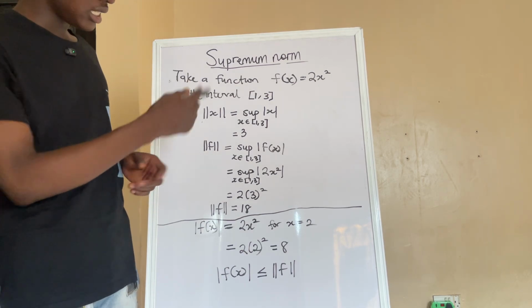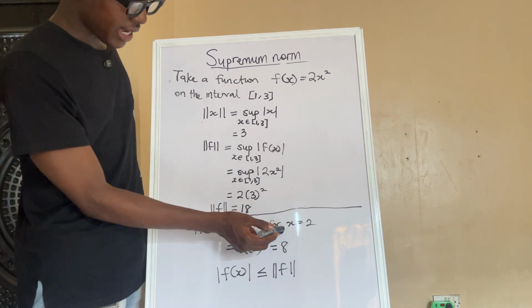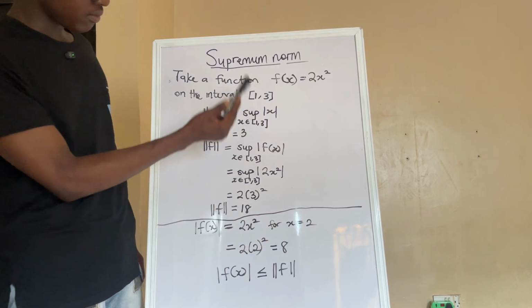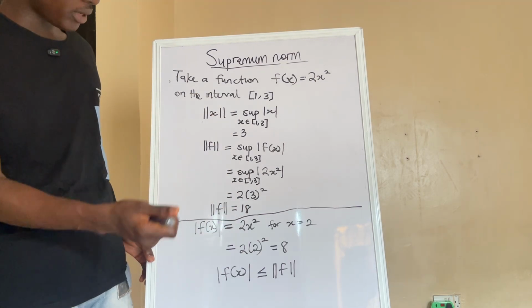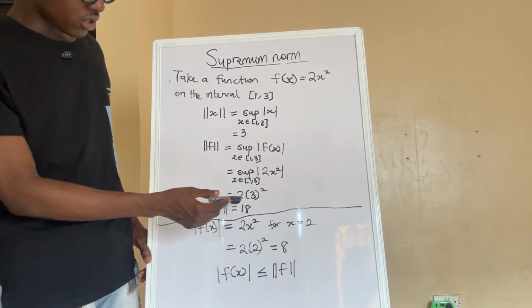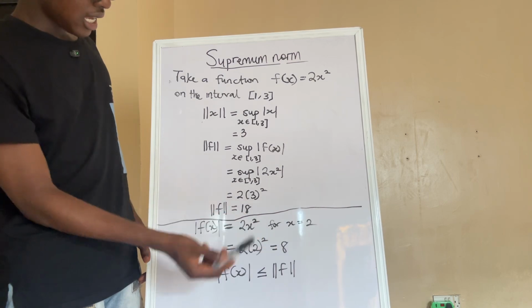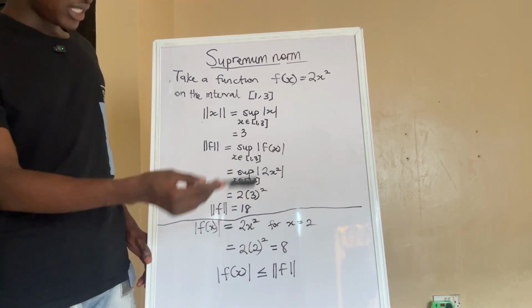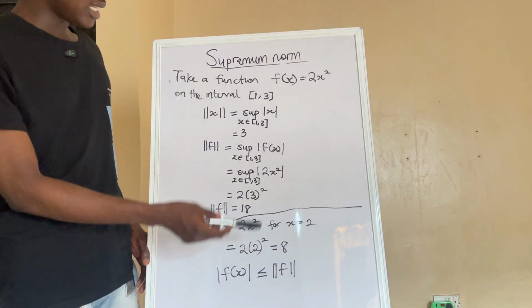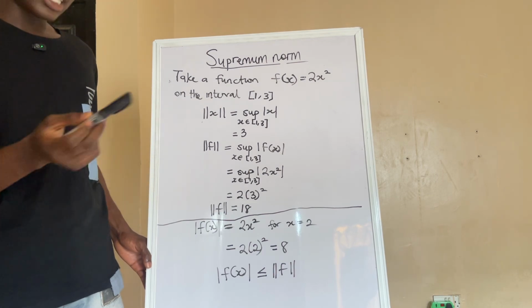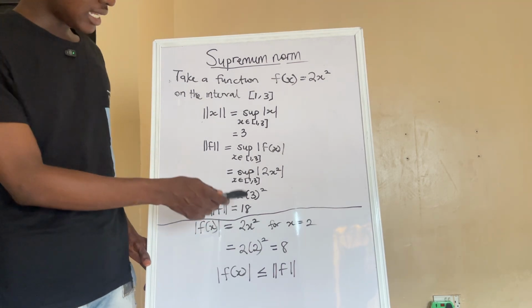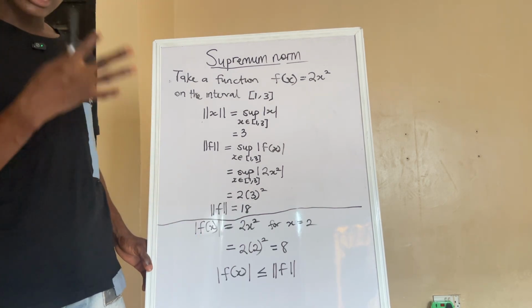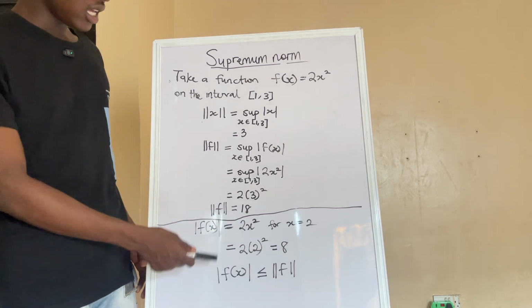For example, in this interval, I've picked my x to be 2. Since my interval is between 1 and 3, 2 is within that interval. The answer I got when putting x to be 2 is 8, and 8 is less than 18. If I pick x to be 2.5, I get an answer less than 18. If I pick x to be 2.9, I also get an answer less than 18. Every answer is either less than 18, or, when I pick the highest value of x, which is 3, equal to 18.